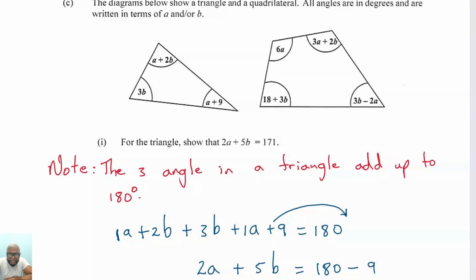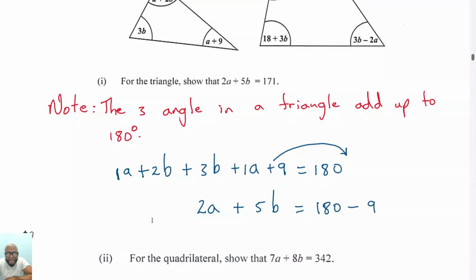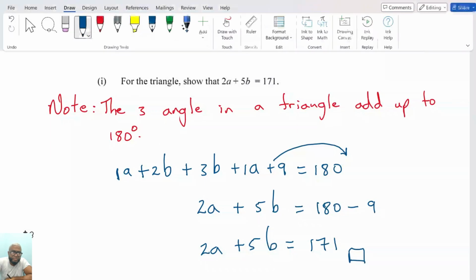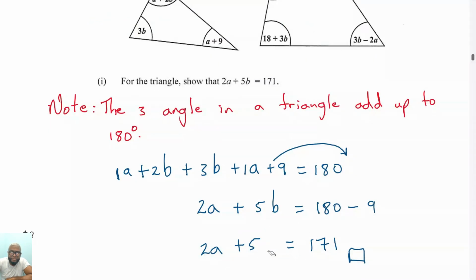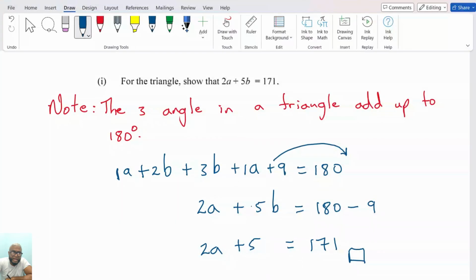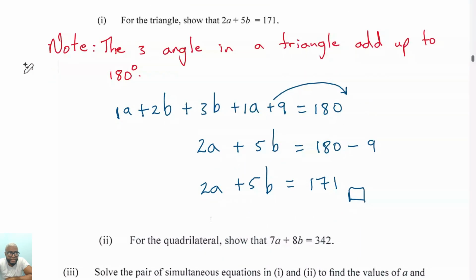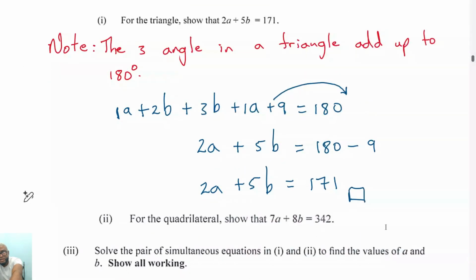Minus. Right? So you're minus 9. So my next line would be 2A plus 5B is equal to 171. Show. Put a little box to indicate that you did a proof. Right? Let me write that B a little better. Right? Simple as that. Okay? So those who have to copy it quickly.